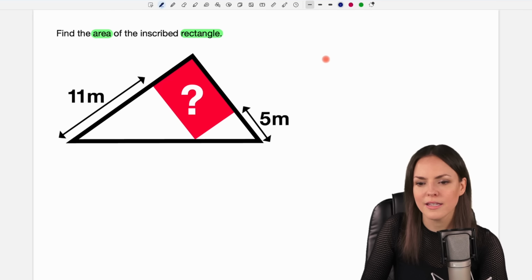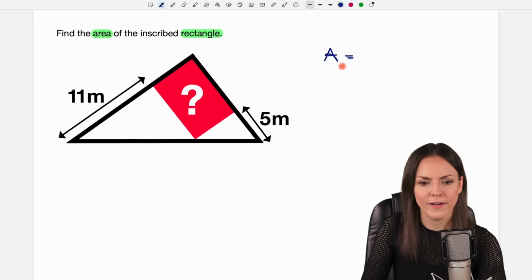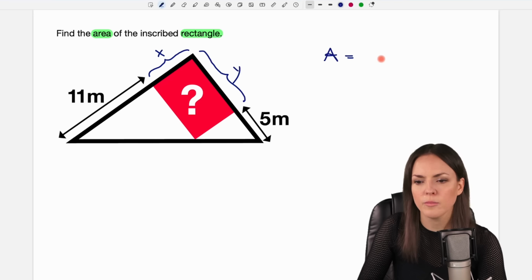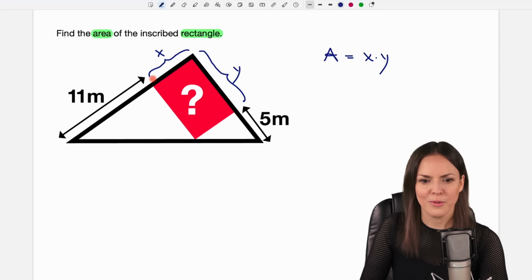So I call this area A, and we can find it by taking the length of one side of this rectangle, I call it X, and the length of the other side of this rectangle, I call it Y, and then just take the product, so X times Y, to find the area. Okay, how can we find X and Y then?